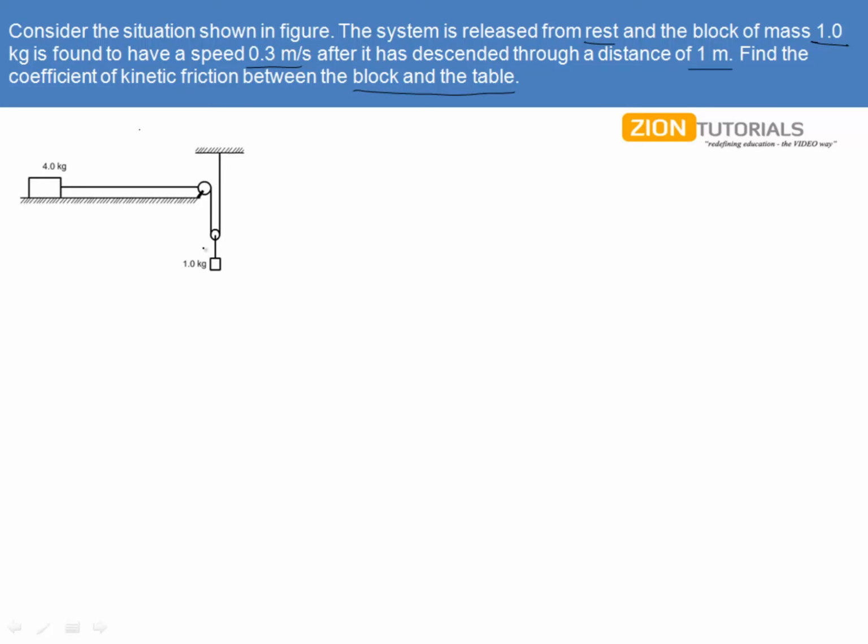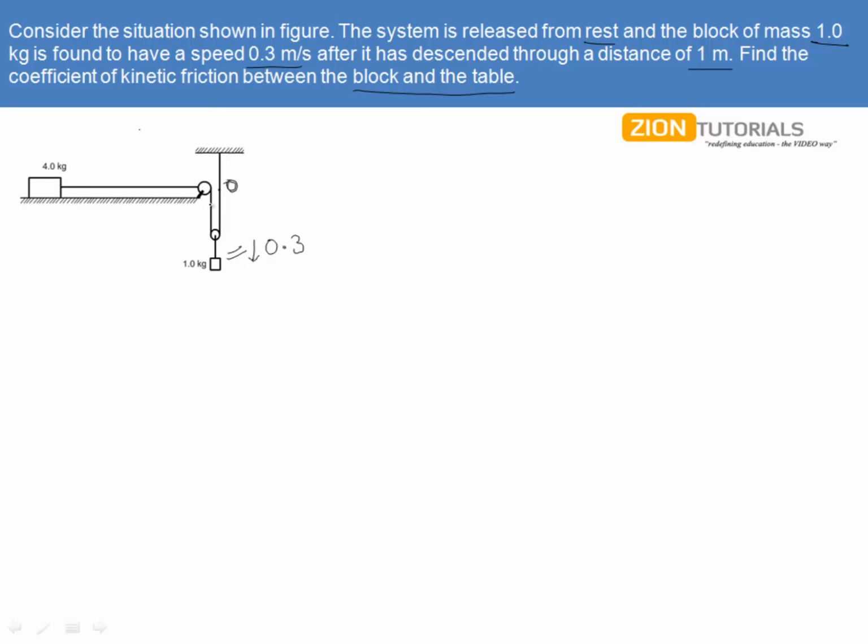Now in this question they have given us the initial velocities as 0 because the system started from rest. And finally, when this block has descended by 1 meter, they have given us the velocity of this block to be 0.3. Obviously it will be downwards. Now if this is 0.3, then the velocity of this rope will be 0, because it has been tied at one end to the ceiling, so it won't be moving.